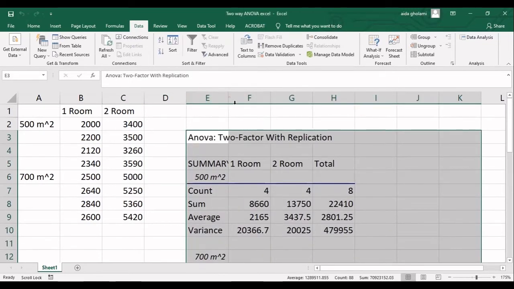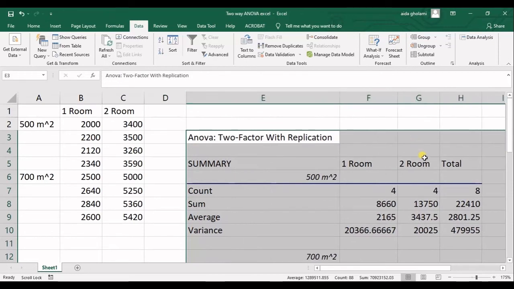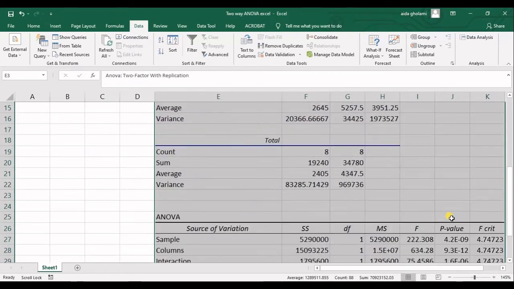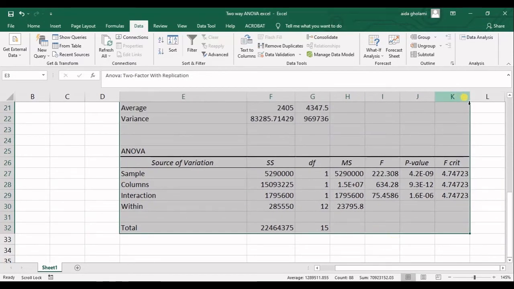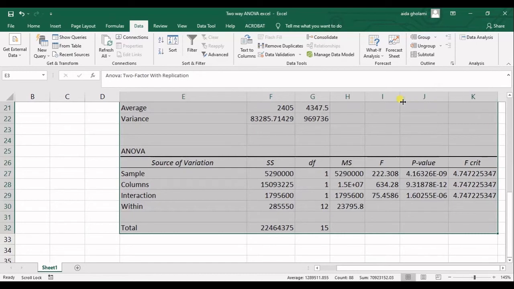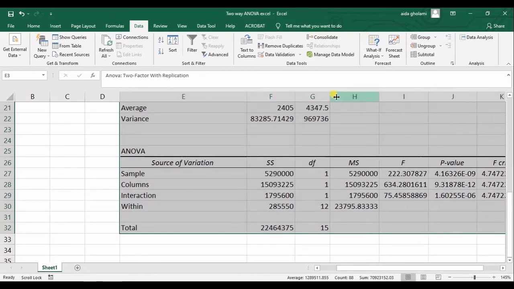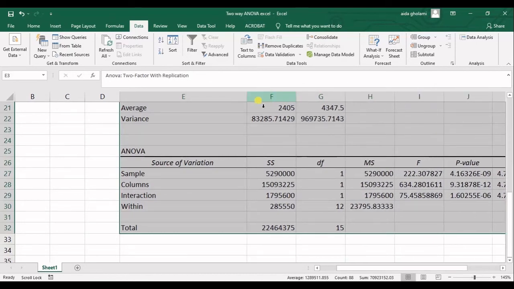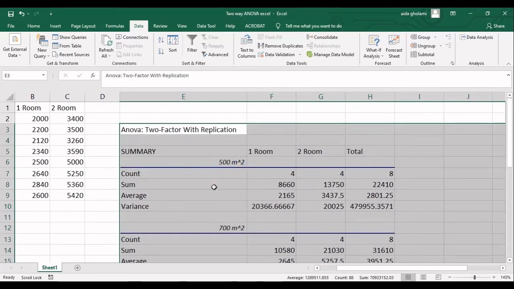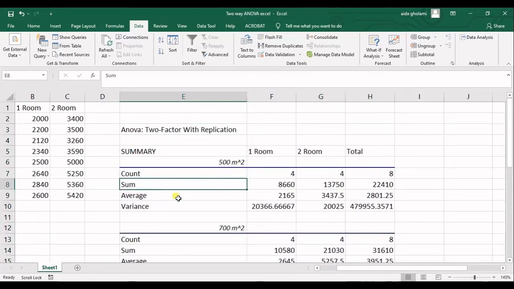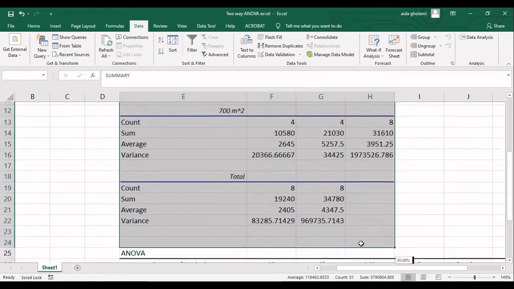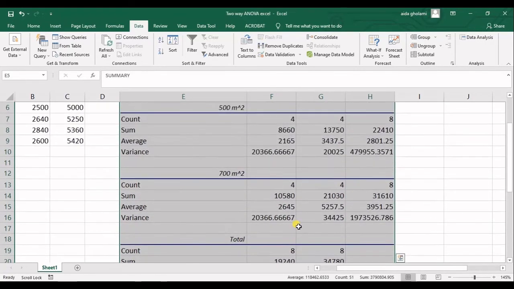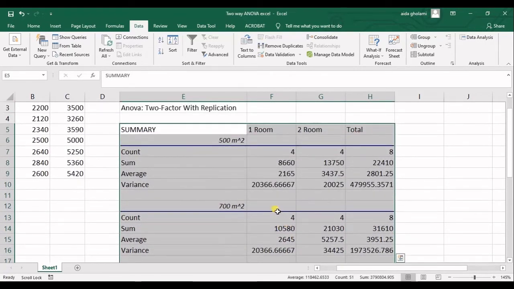and then you can see these output tables are now produced for me. Okay, so let's get started from the top. ANOVA 2-factor with replication, which is the title, and then we have some tables for summary. So that's the simple summary of your data.